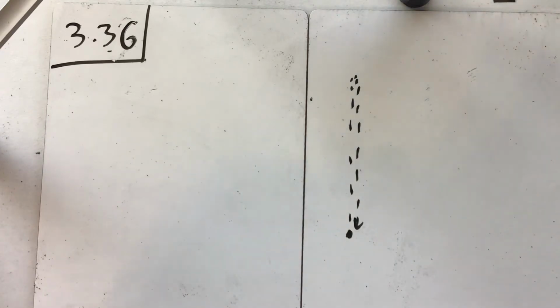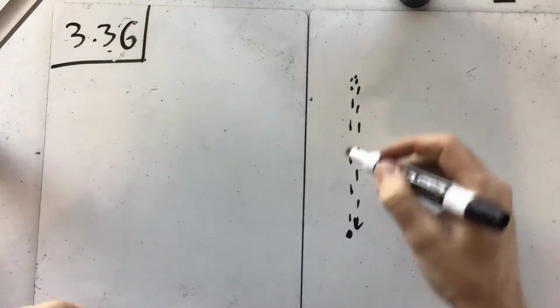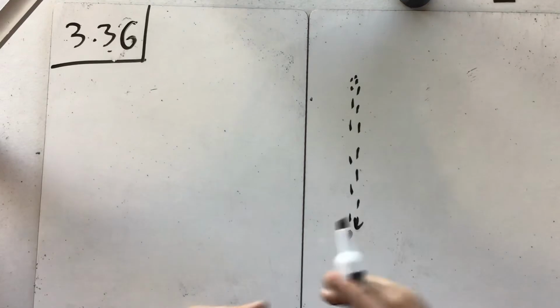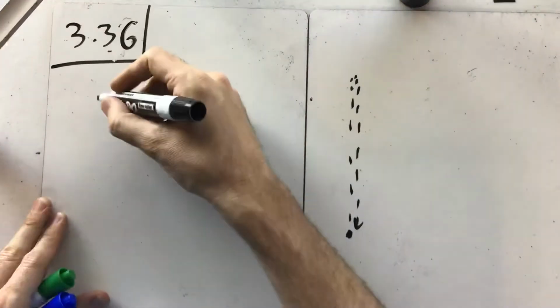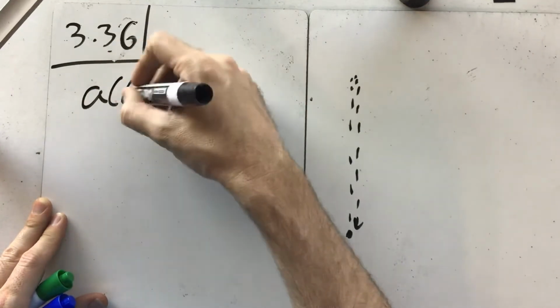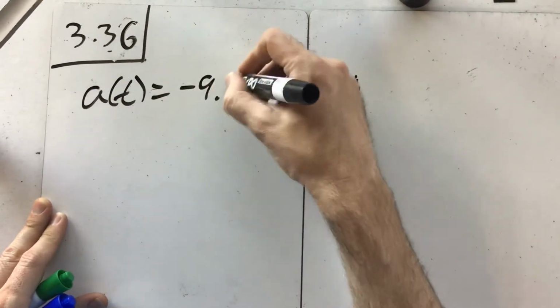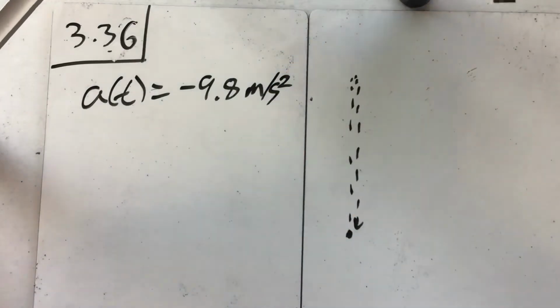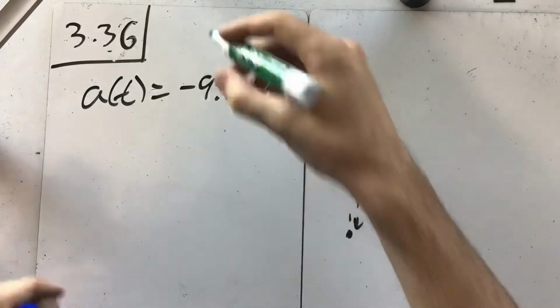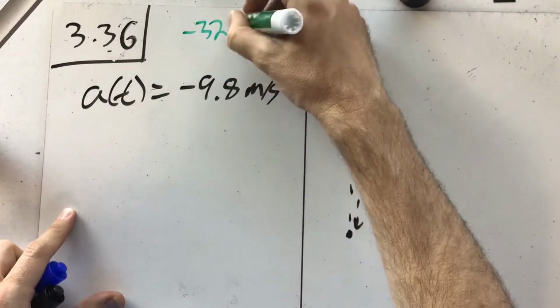So how are we going to think about this problem? Well, the way to think about this problem is to take the one piece of information we know, and that is that the only force acting on the ball is acceleration due to gravity, which is negative 9.8 meters per second squared. This is a standard. If you decide to do feet per second, your acceleration is negative 32 feet per second.